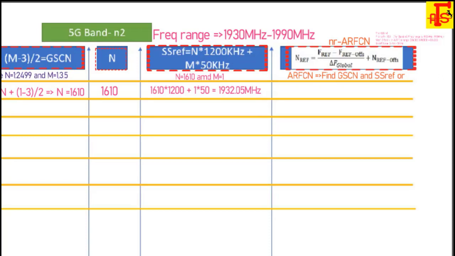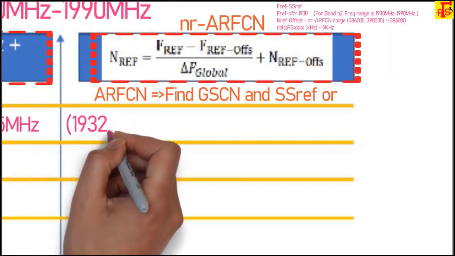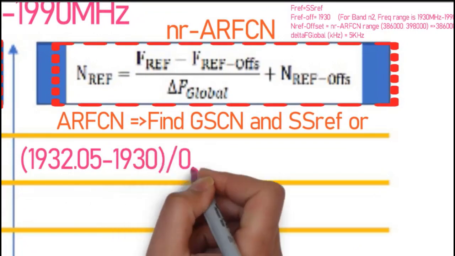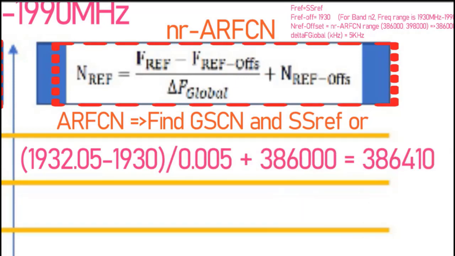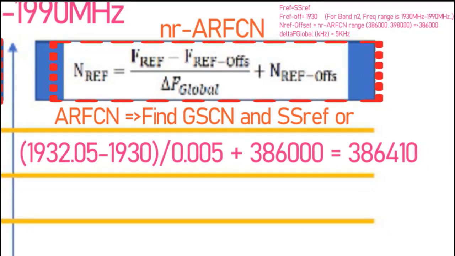Now I will calculate the ARFCN value: FREF minus FREF offset, divided by delta F global, plus NREF offset. I told you, FREF is SSREF. So this is 1932.05, which we got as SSREF, minus the offset value where band N2 is going to start, 1930, divided by 5 kilohertz, that is the frequency raster, delta F global. I have converted it into megahertz, that is 0.005, plus the offset value for the ARFCN, 386,000. So the first ARFCN calculated for the first scan is 386,410.